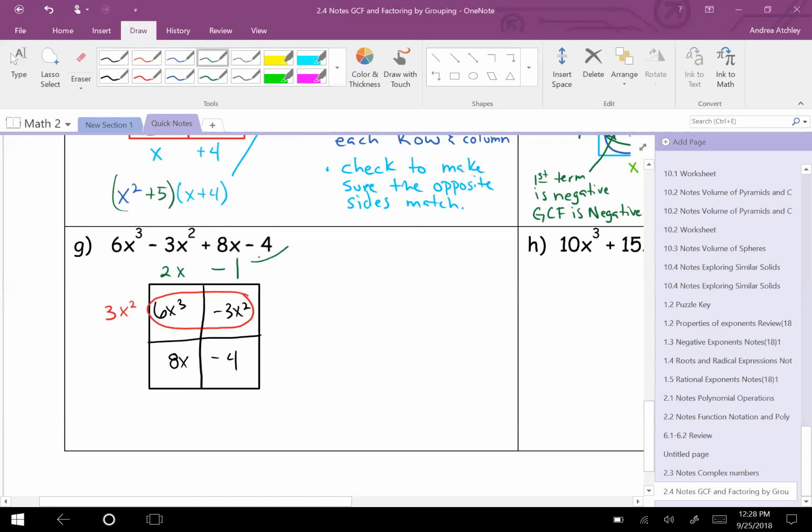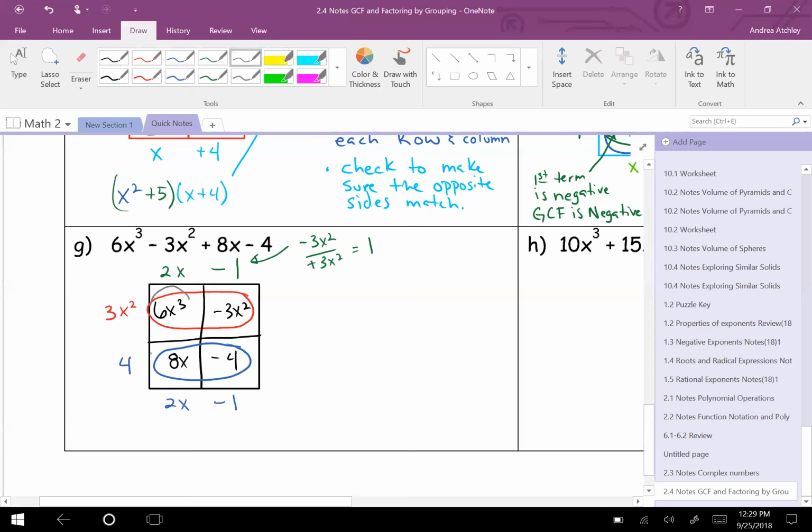Okay. Negative 3x squared divided by positive 3x squared equals 1. Not 0, not nothing, it's 1. Okay? Let's do the same thing here. What can they both be divided by? Okay, 4. And then 8 divided by 4 is 2x. And negative 4 divided by 4 is negative 1.